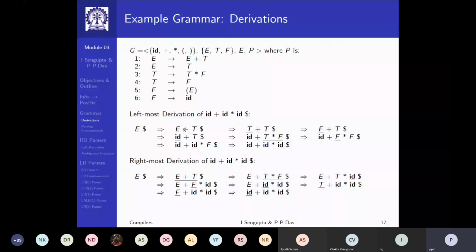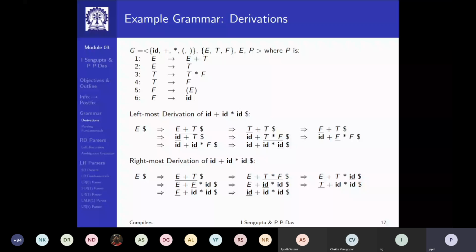If a string has a leftmost derivation, it will certainly have a rightmost derivation as well. And if a string does not belong to the language, it will neither have a leftmost derivation nor a rightmost derivation. So the process of parsing is actually to form this whole stream of derivation, which can then be represented in terms of a parse tree.